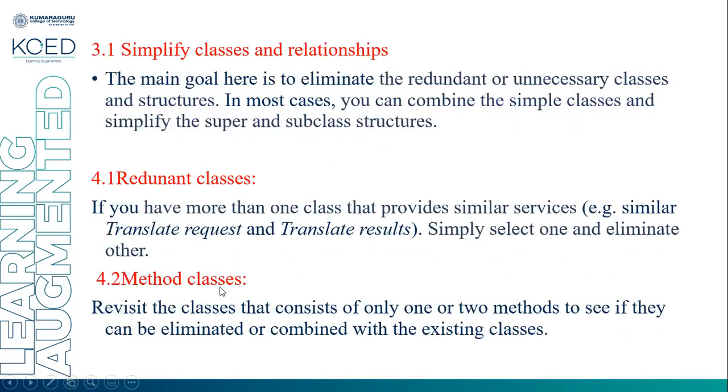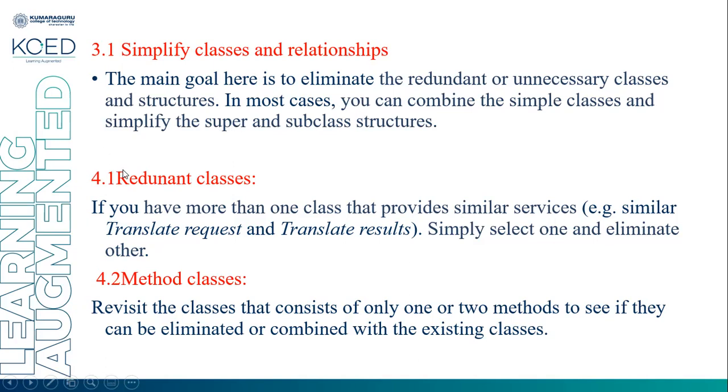We are having three steps. Simplify the classes and relationship. The main goal here is to eliminate the redundant or unnecessary classes and structures. In most cases, you can combine the simple classes and simplify the superclass and subclass structure. So combine the simple classes as well as simplify the superclass and subclass structure.